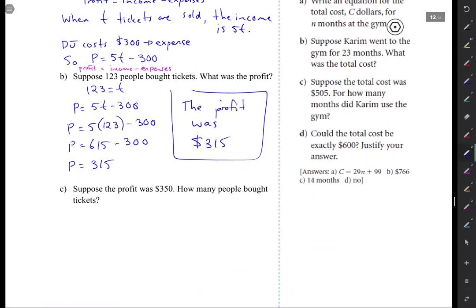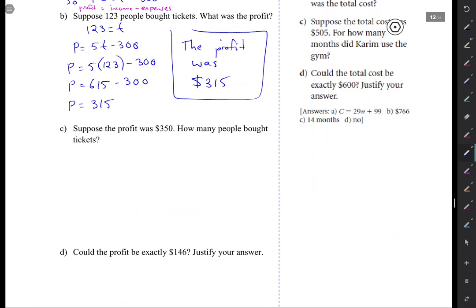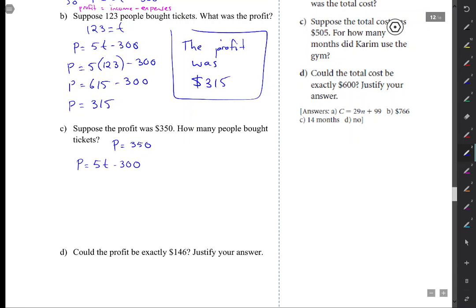Suppose the profit was $350. How many people bought tickets? So this time we're going to replace P with 350. So our equation, we have P is equal to 5T minus 300. So we're going to replace P with 350, and then that's going to be equal to 5T minus 300. So now we just need to isolate T and solve for it.